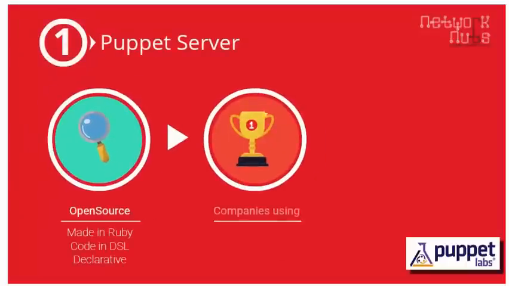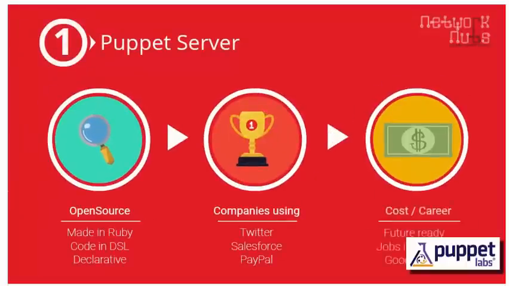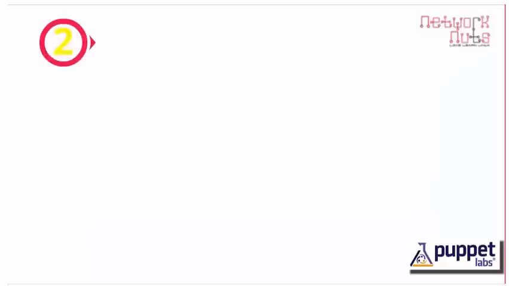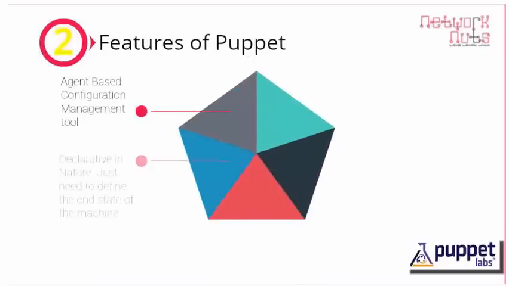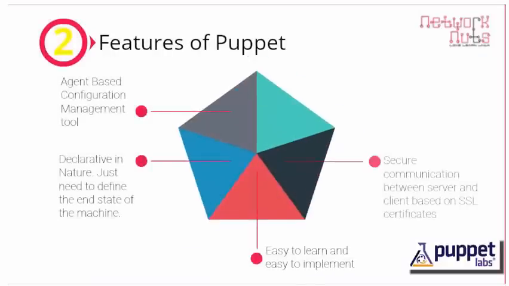Puppet server. Why Puppet server? It's open source, made in Ruby. The code is in DSL. It's declarative in nature. It's not like your scripting languages. A lot of companies use it, like Twitter, Salesforce, PayPal. The cost and the career is amazing. Good jobs, good opportunities. So the features are: it's an agent-based configuration management tool.